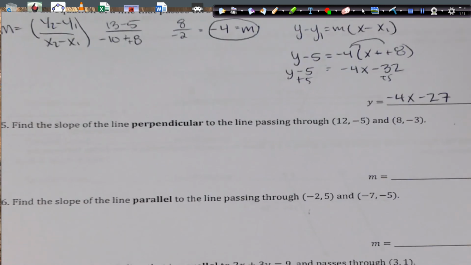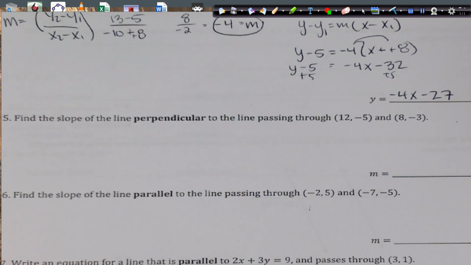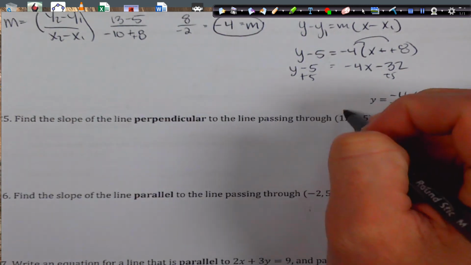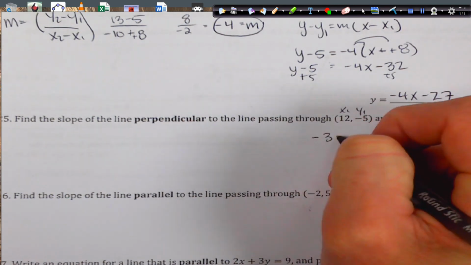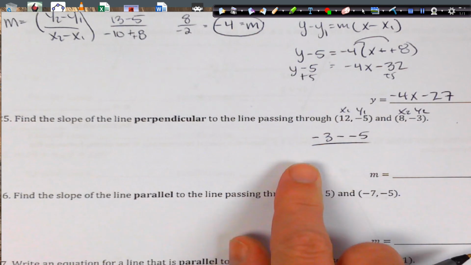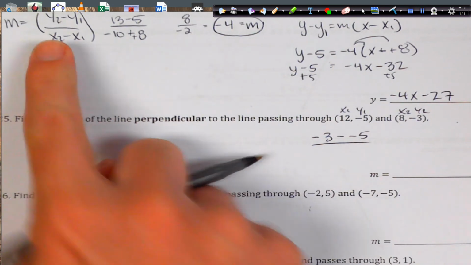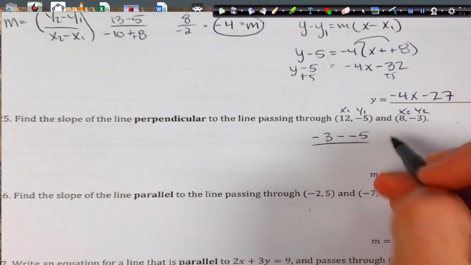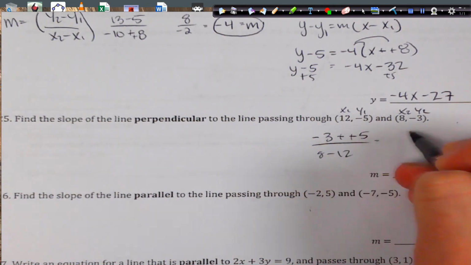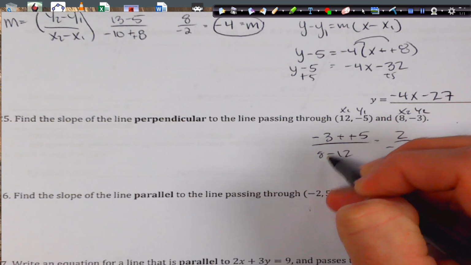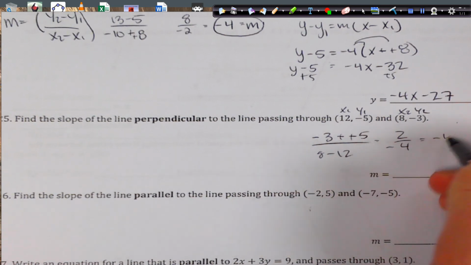Find the slope of the perpendicular line to the line passing through these 2 points. So basically I just have to find the slope and then just do the perpendicular. So that's going to be x1, y1, x2, y2. So I'm going to do negative 3 minus a negative 5. Again, I'm using the slope formula from before right up here. y2 minus y1, and then I'm going to do x2 minus x1. So that's going to become a positive 2 over a negative 4, which is negative 1/2.